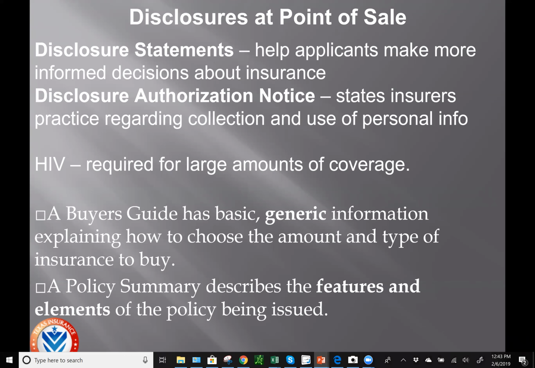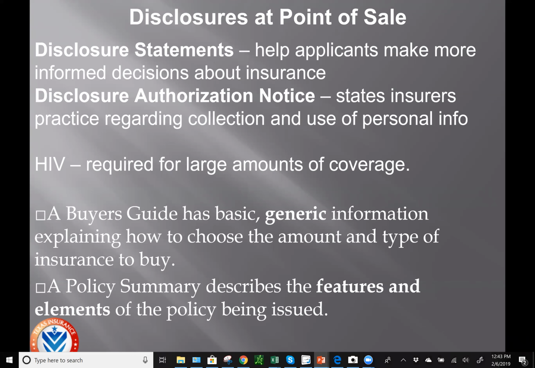But I really want you to know who cannot have access, and that's why it's in your book, is anybody not involved in the underwriting process like other insurers. So other insurance companies cannot have access to HIV test results.